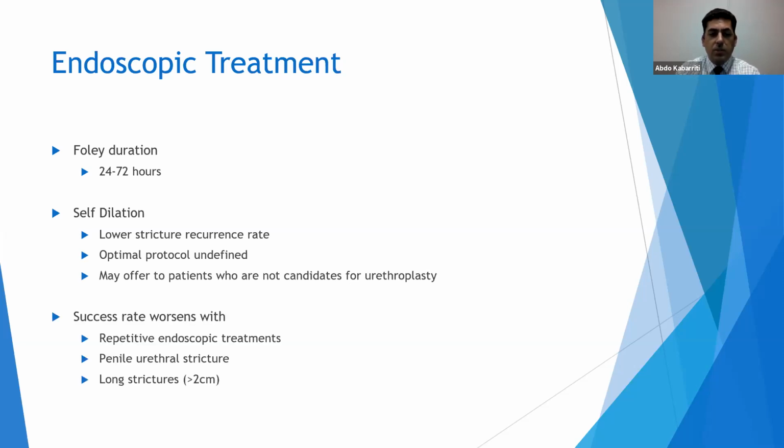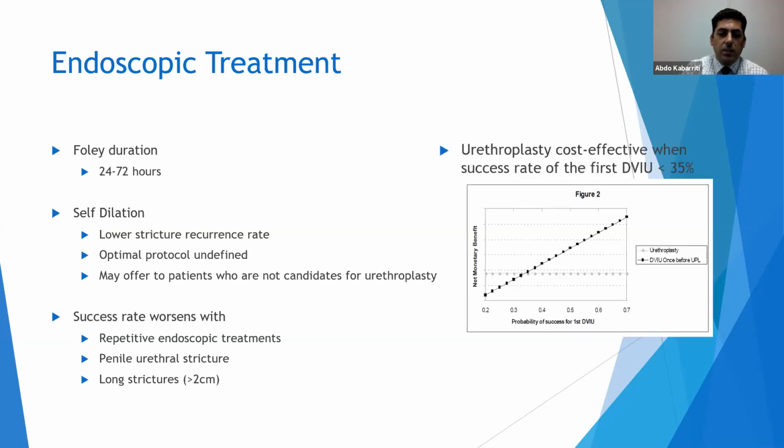With regard to endoscopic treatments, the success rate worsens when you're doing multiple endoscopic treatments. So if it has failed that first time, keep that in mind. If it's a penile urethral stricture, again, it is less likely to be successful. If it's a long stricture, it is even less likely to be successful. When looking at cost effectiveness, urethroplasty is cost effective when the success rate of the first DVIU or dilation is less than 35%.